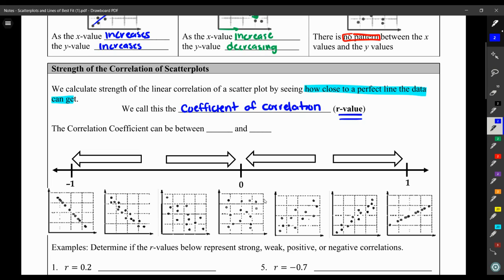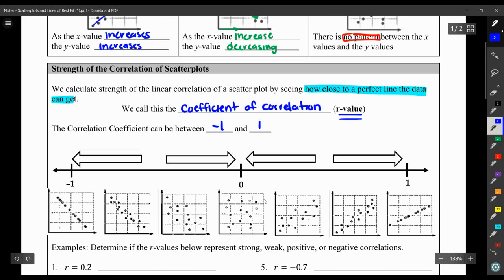Now, this number is between -1 and 1. It doesn't go outside of those boundaries. So you will never have an R value of -2 or of +5. It has to be between -1 and 1. So I have a number line down here below. And so we have three trends that we like to look at.